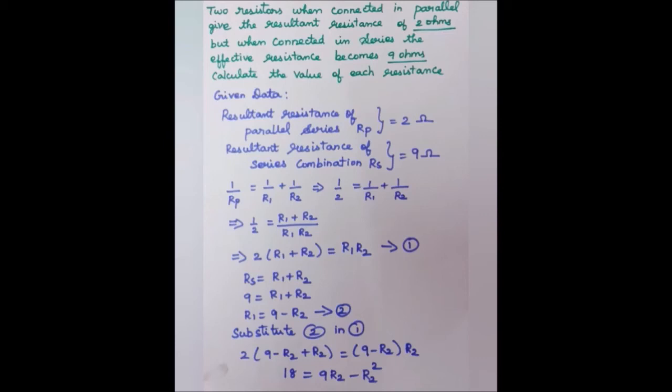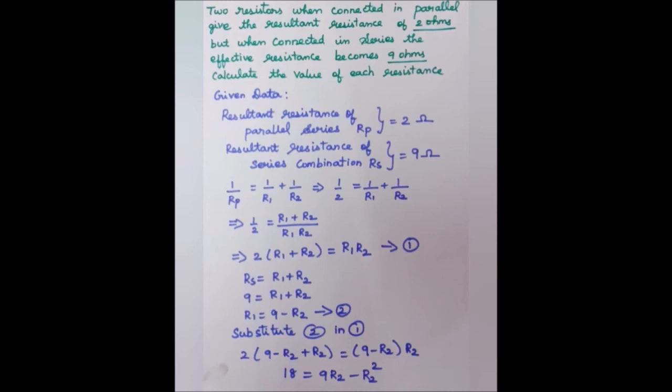Next, two resistors connected in series combination. Therefore, Rs equals R1 plus R2. This gives 9 ohms. Therefore, R1 plus R2 equals 9. If you rearrange this, we get R1 equals 9 minus R2. Let us consider this as equation 2. Now substitute the value of R1 obtained in equation 2 into equation number 1.